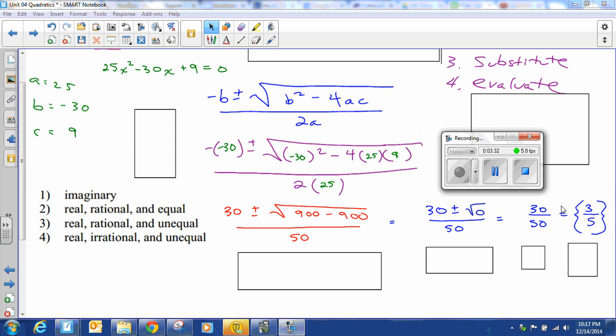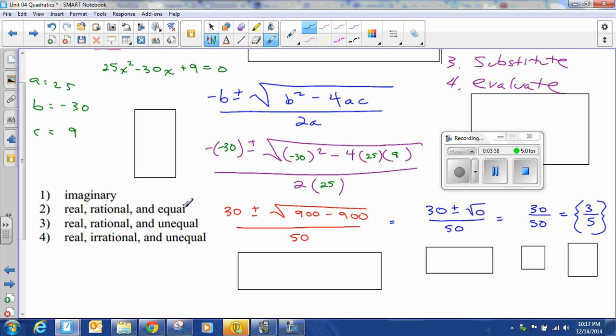This is an interesting answer because there's only one root. You could also consider these as equal roots. So this is kind of a dead giveaway. The answer is that these roots are not imaginary, not irrational, and not unequal because they're both exactly the same answer. They are real, rational, and equal roots.